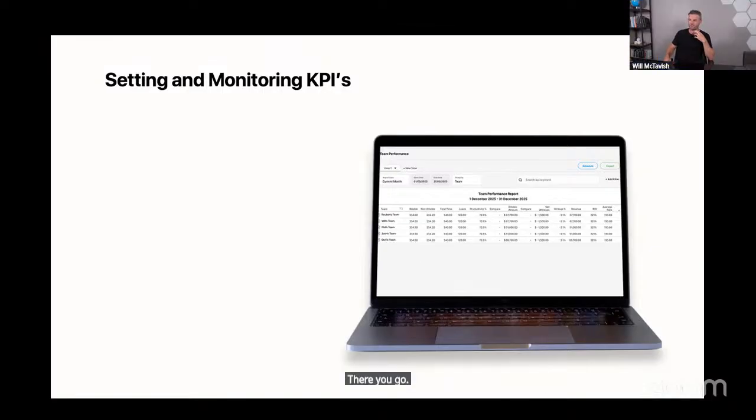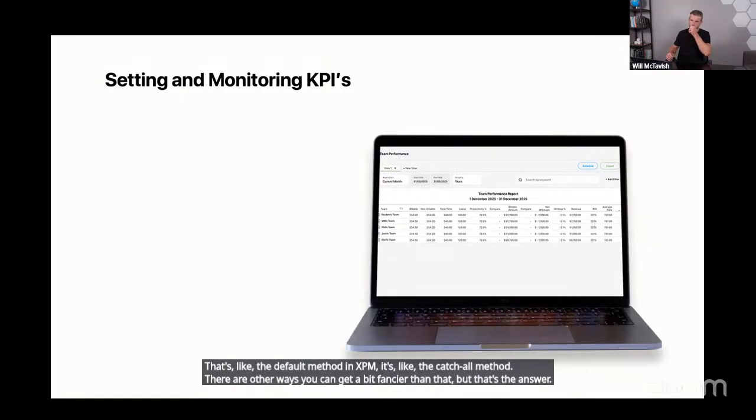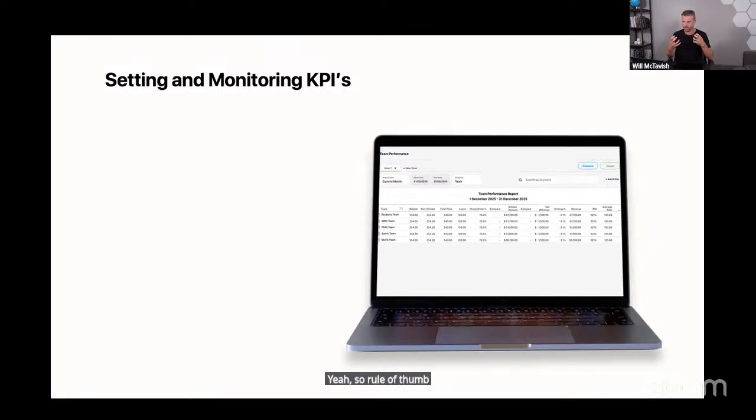That's the default method in XPM. That's like the catch-all method. There are other ways you can get a bit fancier than that, but that's the answer. So rule of thumb, we want to have revenue and time in the same jobs.